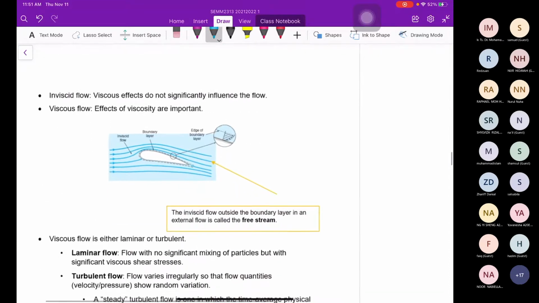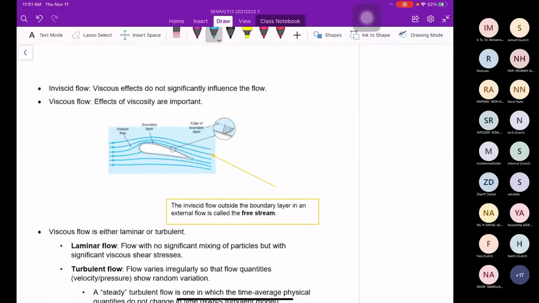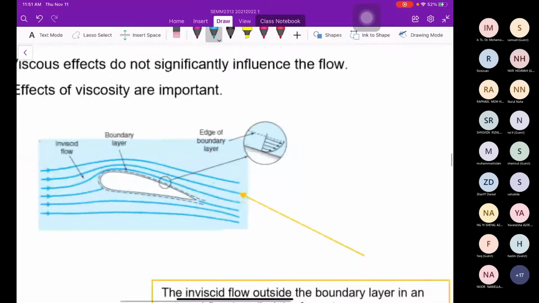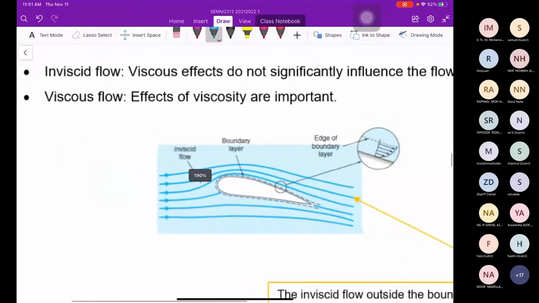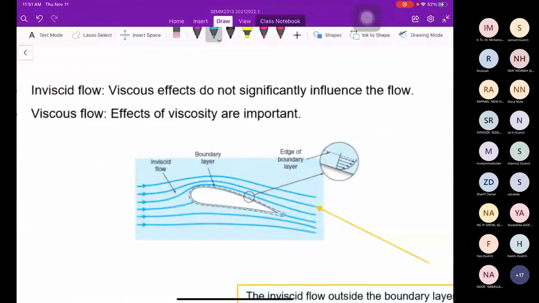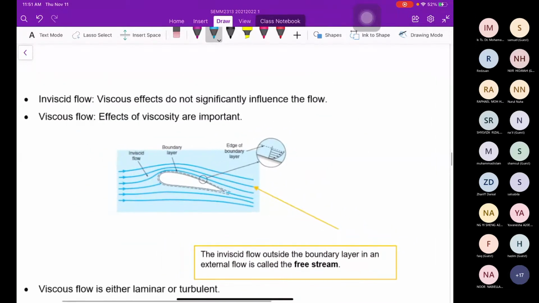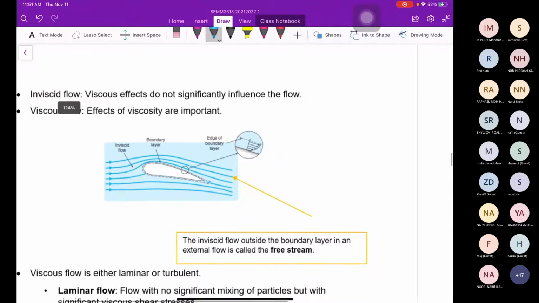So, next we move on to inviscid flow and viscous flow. For inviscid flow, viscous effect doesn't significantly influence the flow. However, for viscous flow, the effects of viscosity are important. How to tell whether it is viscous or inviscid flow?